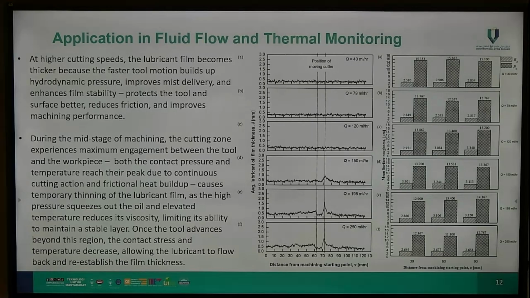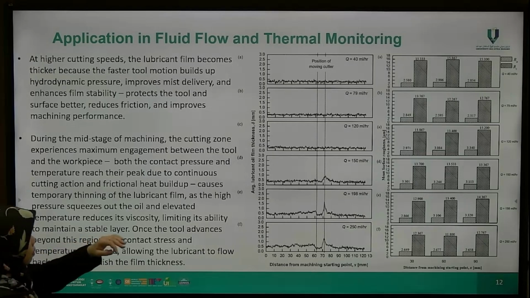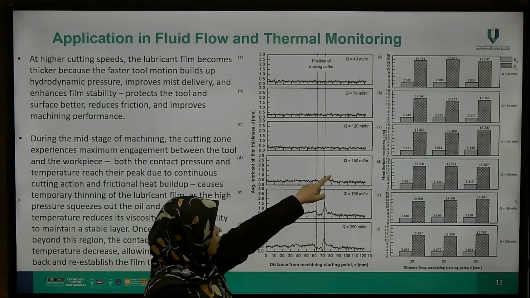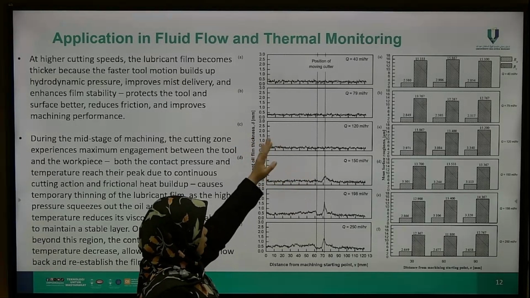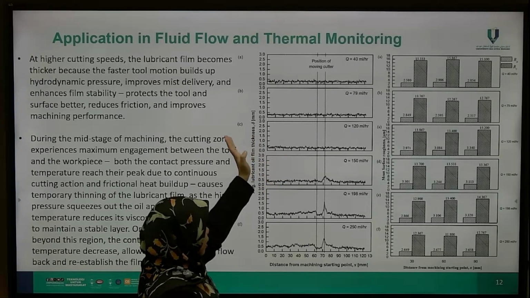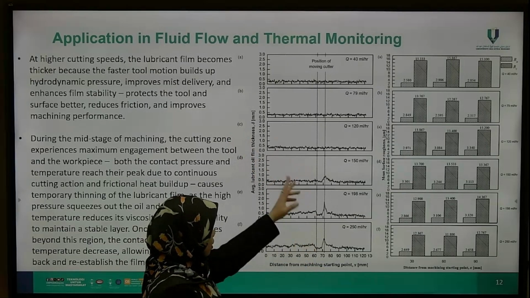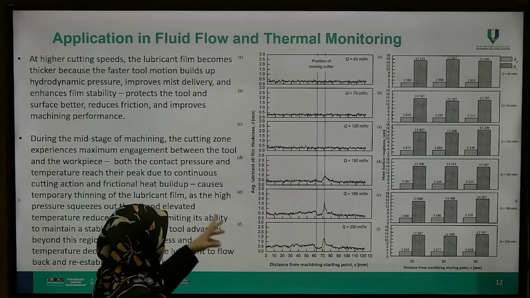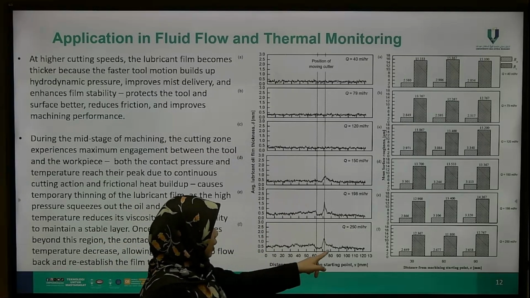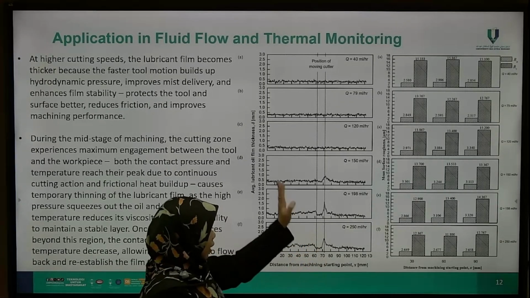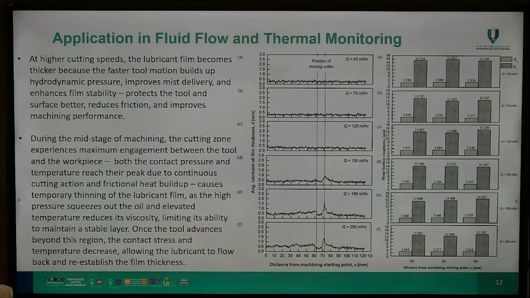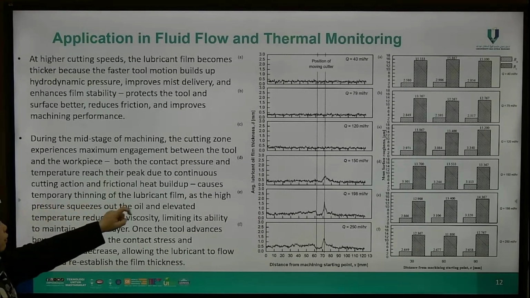Okay, so as you can see, below maybe 150 milliliter per hour of lubricant, it will not give you an obvious change of thickness. But as you make it larger than that, you will find that at the mid stages of the cutting process, the layer thickness slightly goes down and then goes up again. This is called temporary thinning of the lubricant film.